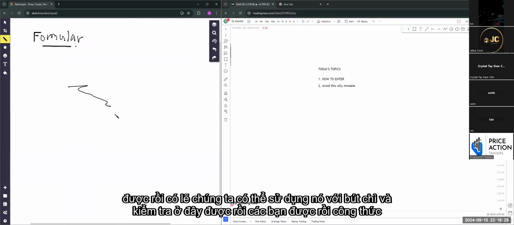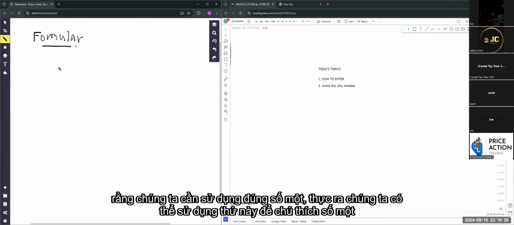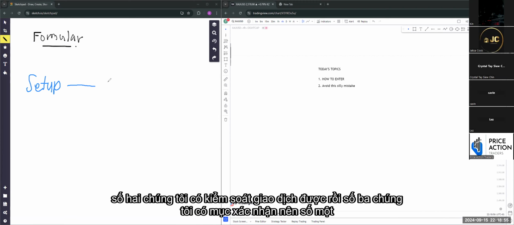All right, guys. So the formula has three elements that we need to use. We can use this to annotate. Number one, we have what we call our setup. Number two, we have trade control. Number three, we have confirmation entry.